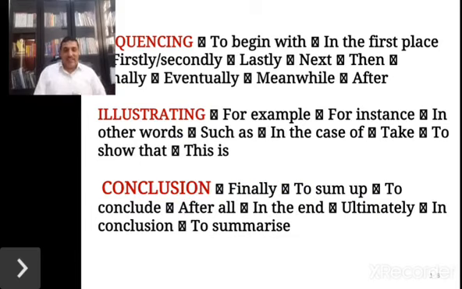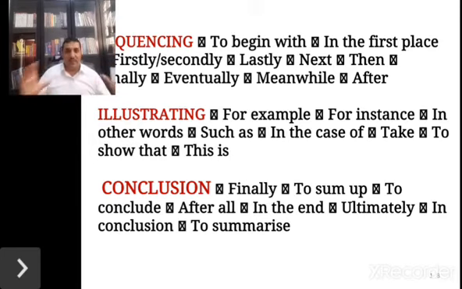These are general ideas for your background, okay, for sequencing, and we will reteach you these ideas later on. Also in teaching writing in general: sequencing ideas, how to sequence your ideas one by one. First, you have to begin with: in the first place, first and foremost. Firstly, secondly, lastly, next, then, finally, eventually, meanwhile, after, and so on and so forth.